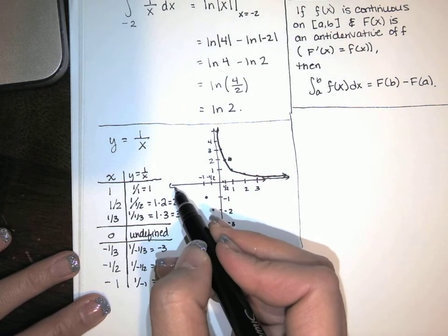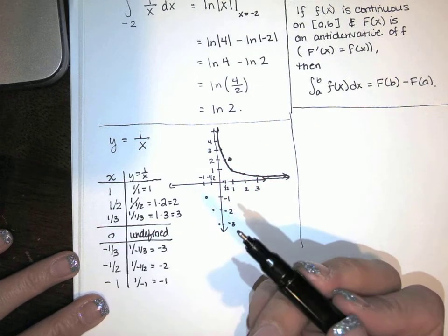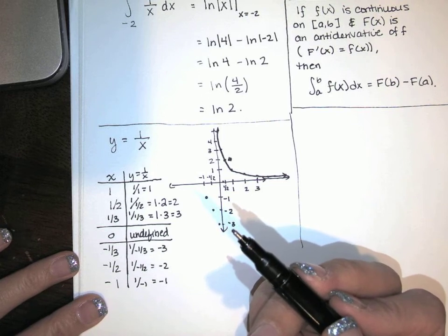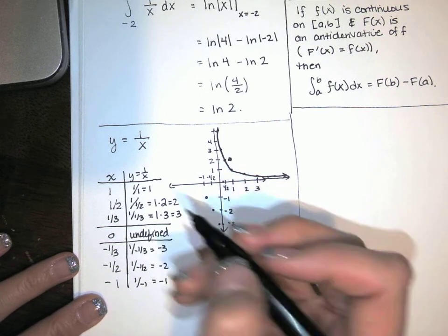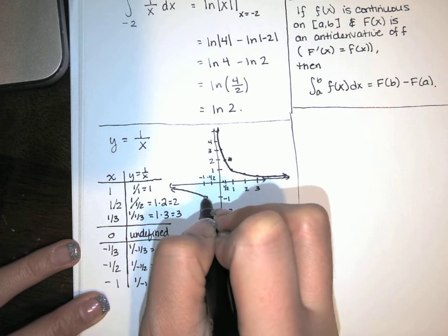Now if I substitute in -100, I'm going to get -1/100. That's small. It's a little bit less than 0, but it's very small. So our graph is going to look like this on this side.